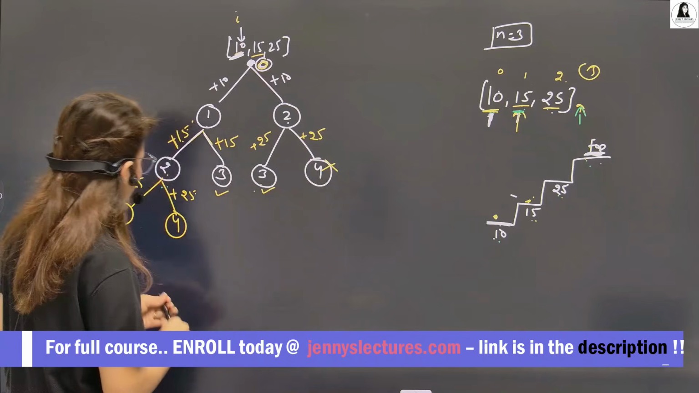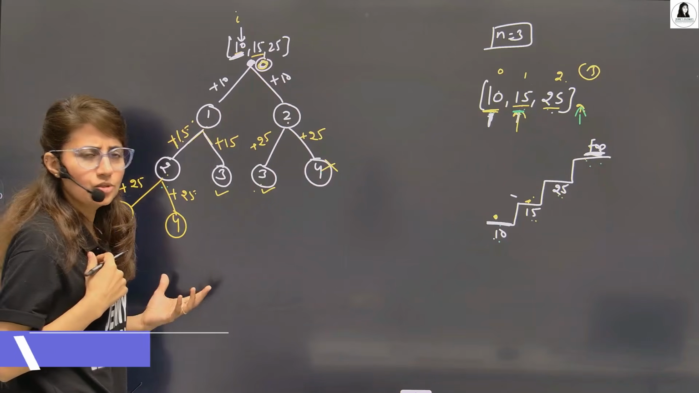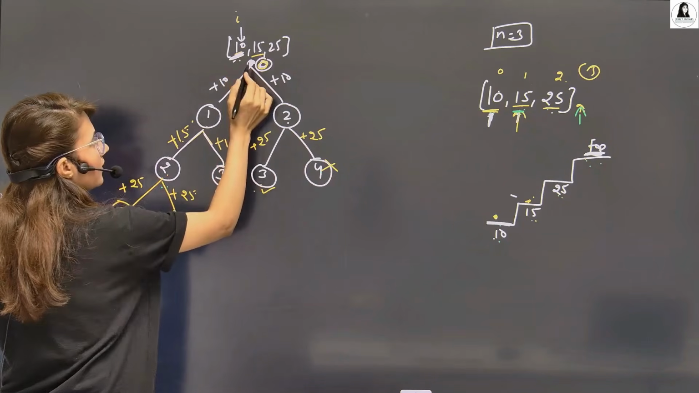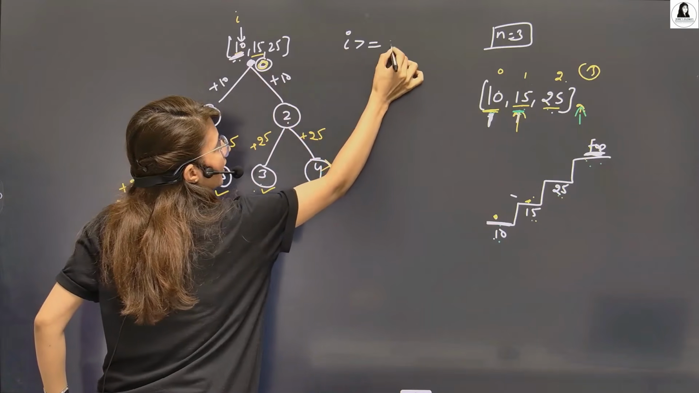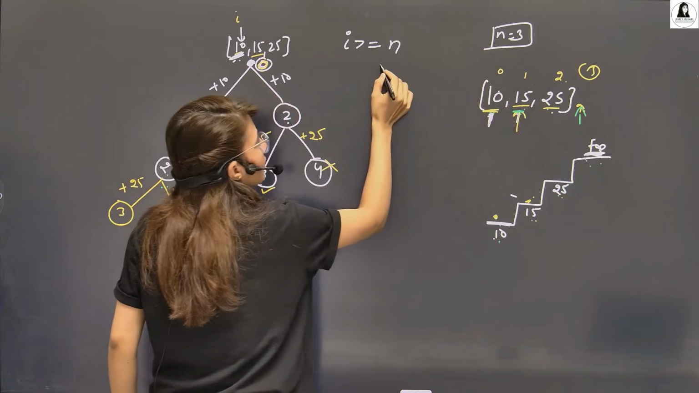Now see, when you stop, what is the base condition? Suppose that is i. When your i becomes greater than or equal to n, which is 3, then we stop.